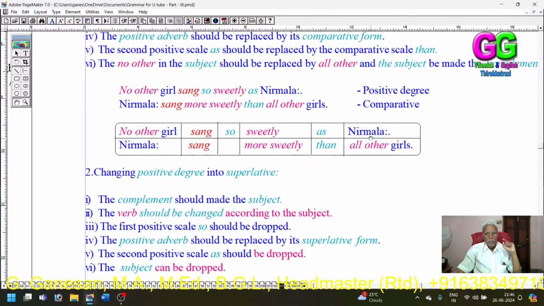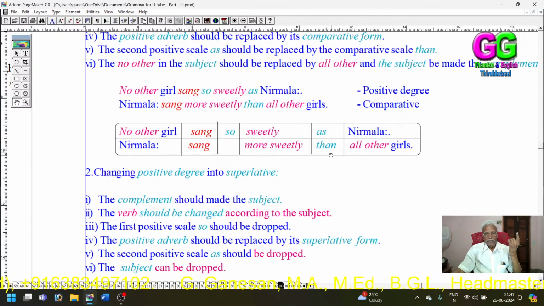So, first, the complement has been made the subject. Secondly, the verb is in past tense, so it is kept as it is. Thirdly, the first scale of the positive, so, has been dropped. Fourthly, the positive adverb is replaced by its comparative adverb: sweetly, more sweetly. Fifthly, the second scale of the positive degree, as, is replaced by the comparative scale, than.